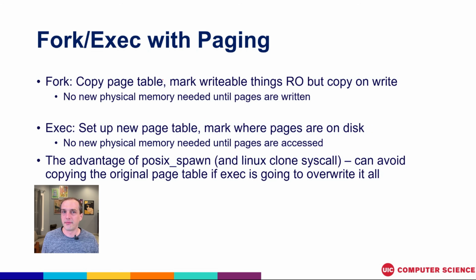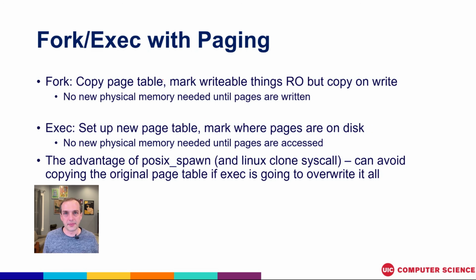So our TLDR here is that when we fork, we copy the entire page table, we mark the writable things as read-only, but also copy on write. And so no new physical memory is needed until those pages are actually written to. And all of the pages that started out as read-only, those pages are shared among every single process that's using that program or that's using that library. Also something that's very, very efficient because thousands of these processes are probably using the C standard library.